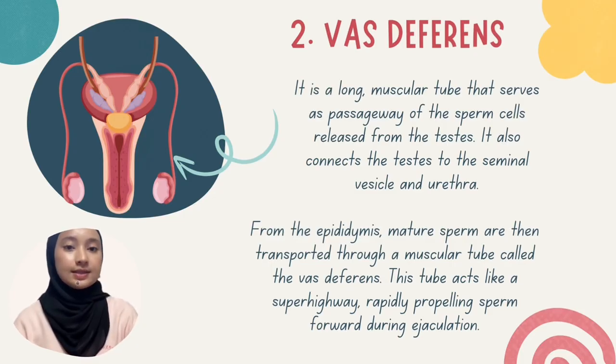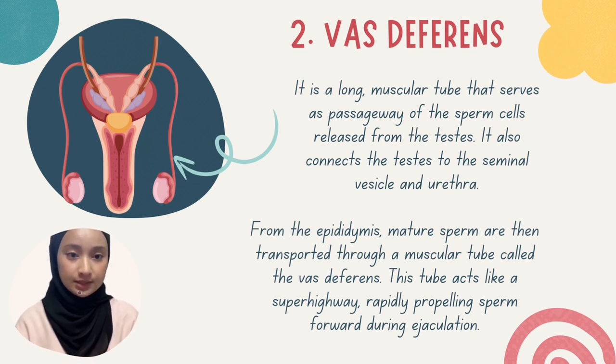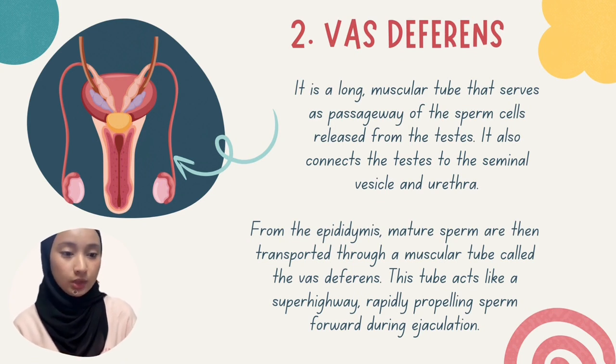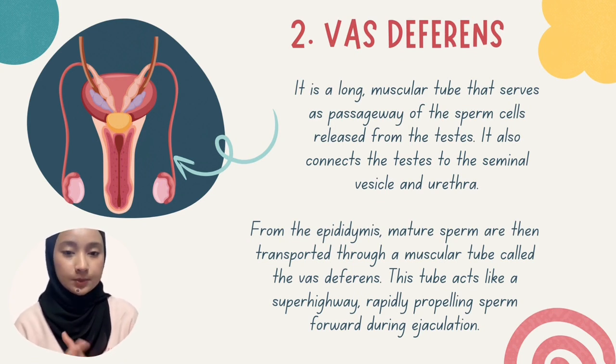The next one is the vas deferens, which is a long muscular tube that serves as a passageway for the sperm cells released from the testes. It also connects the testes to the seminal vesicle and urethra. From the epididymis, mature sperm are then transported through a muscular tube called the vas deferens. This tube acts like a superhighway, a passageway rapidly propelling sperm forward during ejaculation.